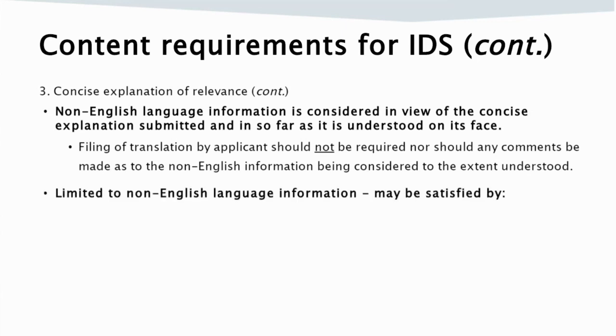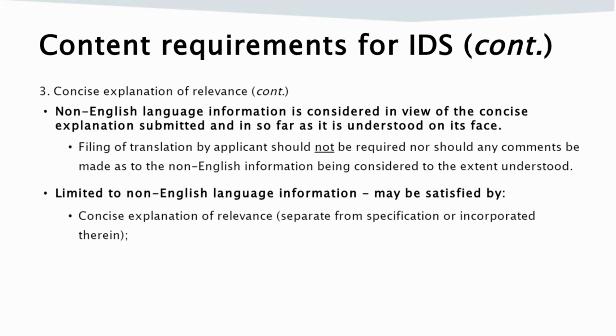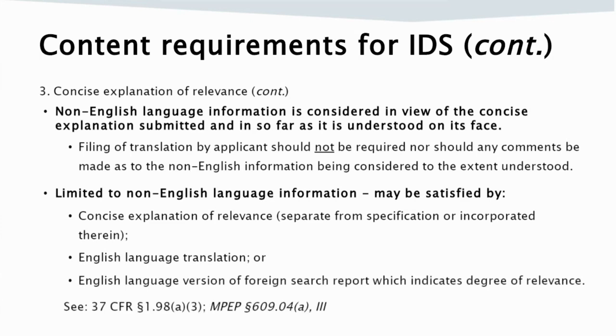Where the information listed is not in the English language, but was cited in a search report or other action by a foreign patent office in a counterpart foreign application, the requirement for a concise explanation of relevance can be satisfied by submitting an English language version of the search report or action which indicates the degree of relevance found by the foreign office. This may be an explanation of which portion of the reference is particularly relevant, to which claims it applies, or merely an X, Y, or A indication on a search report.